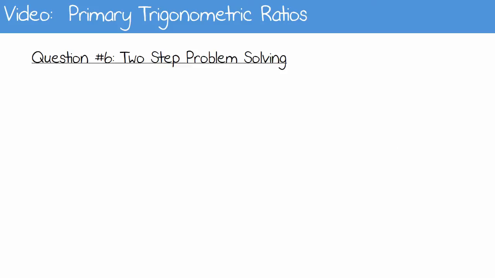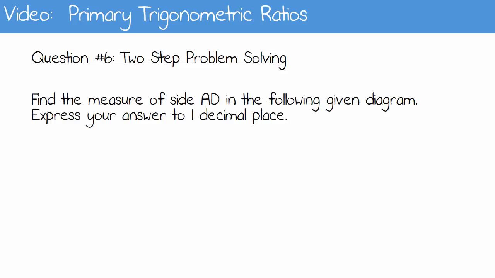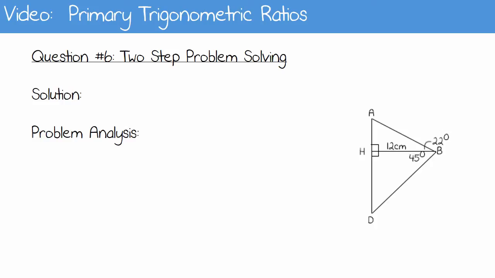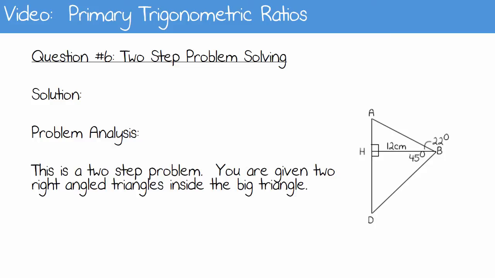Question 6. Two-step problem solving. Find the measure of side AD in the following diagram. Express your answer to 1 decimal place. And here is your diagram. Solution. Here is your problem analysis.